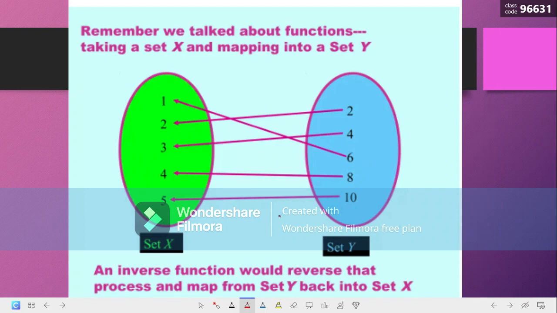Now remember that when we talk about functions, we are talking about a set X mapping into a set Y. So we have here the mapping. This is our set X or domain, and this is our set Y or our range. An inverse function would reverse that process and map from set Y back into set X. As you've noticed, the arrowheads now go from the range to the domain, that is, from right to left. 2 has been mapped to 2, 6 has been mapped to 1, 4 has been mapped to 3, 8 is mapped to 4, and 10 is mapped to 5.